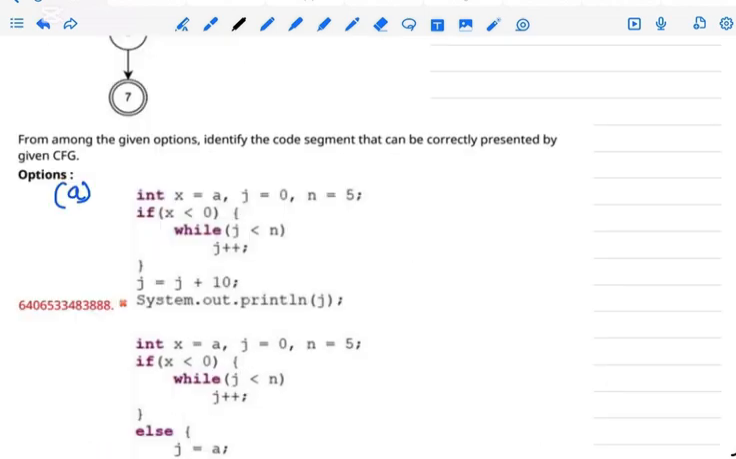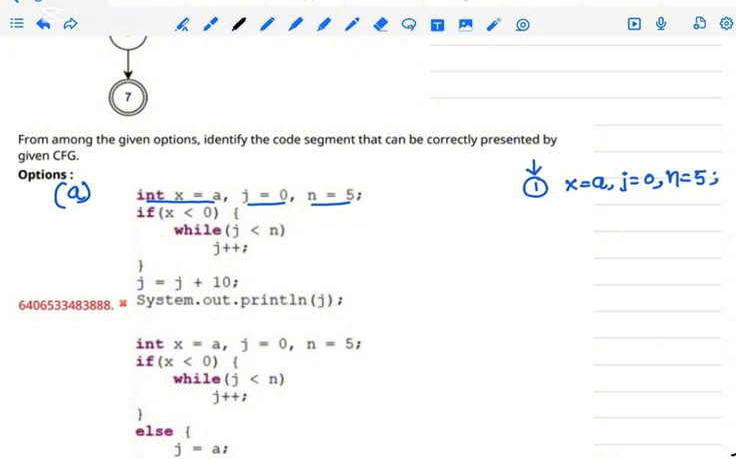So for option A, the initialization statement, right? int x equals a, j equals 0 and n equals 5. So here the starting node is 1, and at node 1 we have x equals a, the int initialization, j equals 0 and n equals 5. This completes the first statement at node 1.